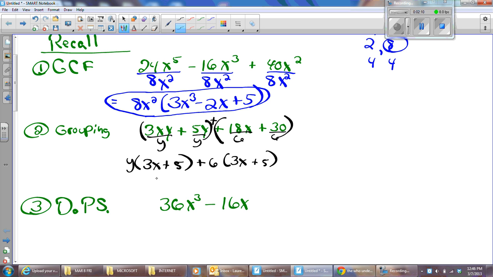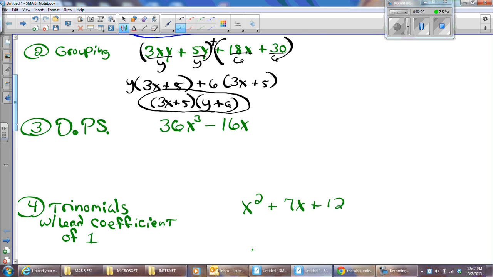Ooh, that quantity shows up twice. I'm going to get a 3x plus a 5 times the quantity of y plus a 6. And there you go. There's a sample for factoring by grouping. Remember, grouping happens when there are 4 terms. Next is difference of perfect squares, and that's supposed to be lowercase. So there are difference of perfect squares.